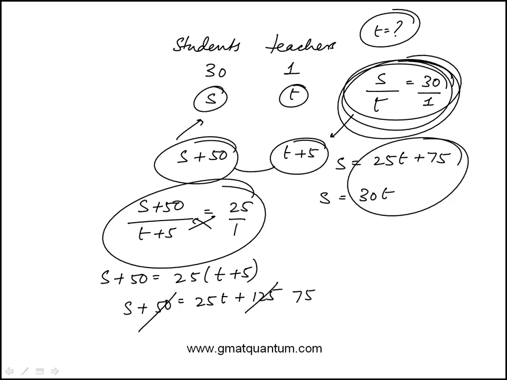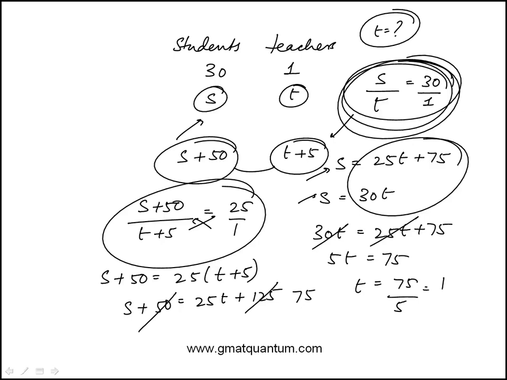I can equate these two because they both represent S. So I have 30T equal to 25T plus 75. Subtract 25T, I get 5T equals 75. And then T is 75 over 5, which is 15. So the answer is 15.